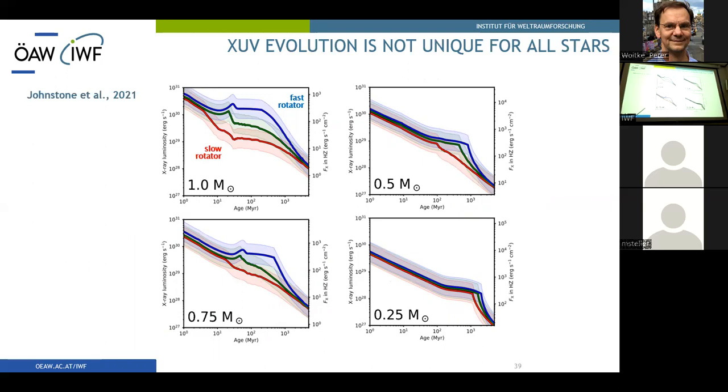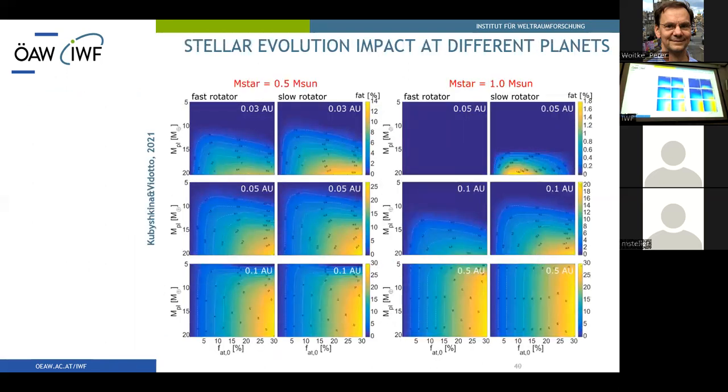To see how much the effect can be, we have applied it to the population of low mass planets between 5 on the top and 20 Earth masses, orbiting at different distances around half solar mass star, 2 left columns, and the solar mass star, 2 right columns, and starting their evolution with very different initial atmospheric mass fractions. So the first attempt to account for the different formation scenarios between fractions of percent and 30%. And for each 2 panels, the left column corresponds to the evolved planets around fast rotator, and the right one around the slow rotator.